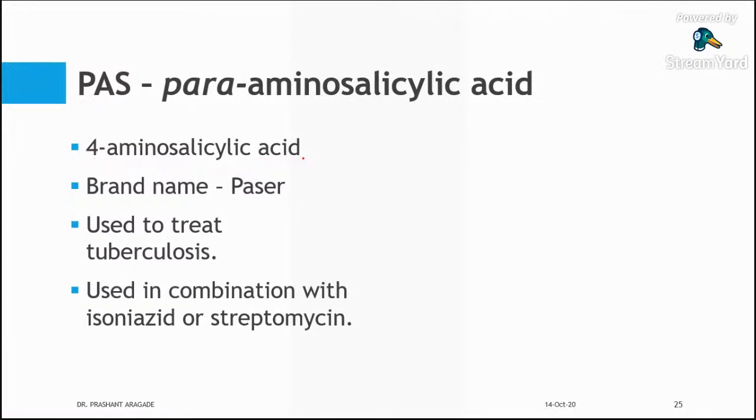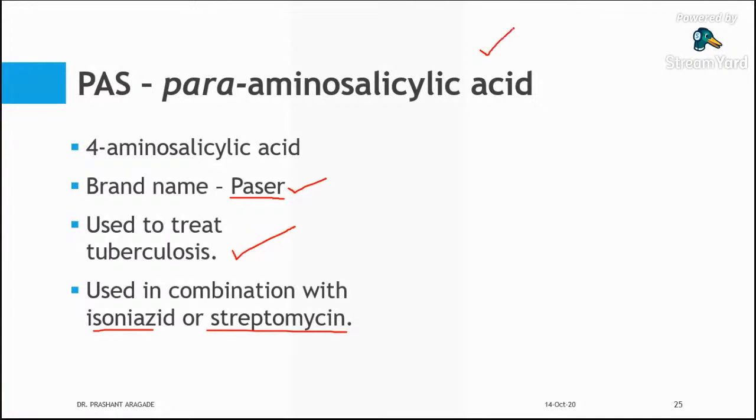4-amino salicylic acid. The brand name for this PAS is Pacer, which is used in the treatment of tuberculosis, no doubt. Sometimes it is useful in combination with isoniazid or streptomycin. So it is also used in combination with isoniazid.